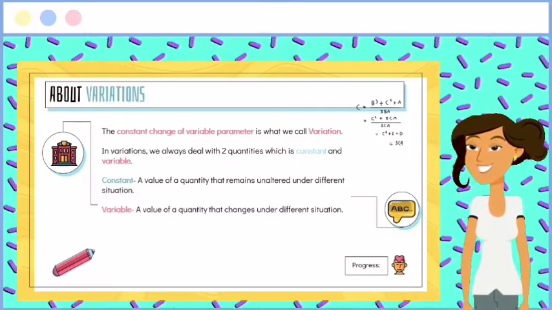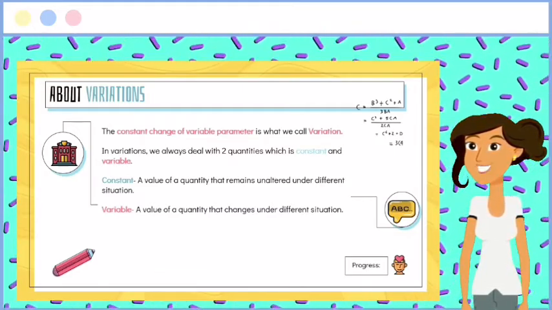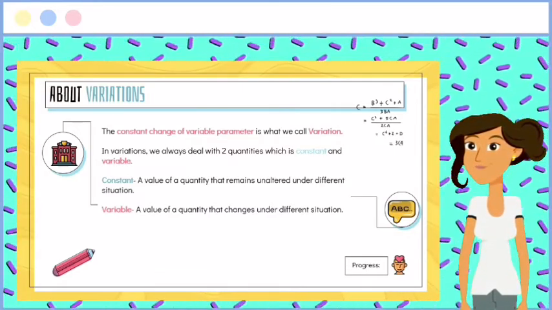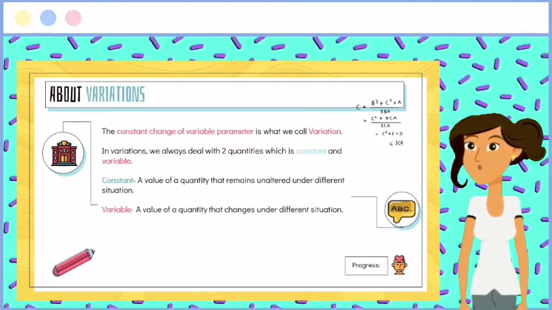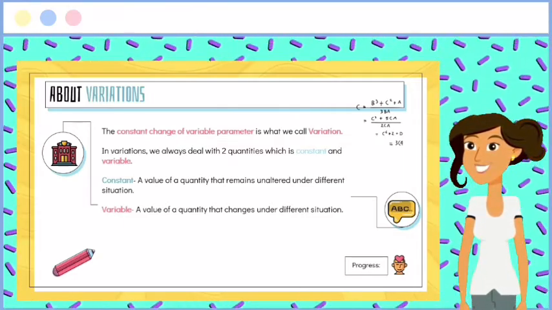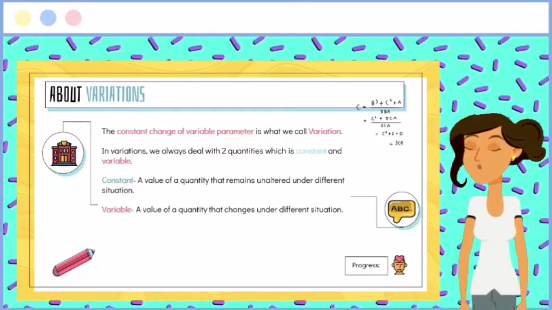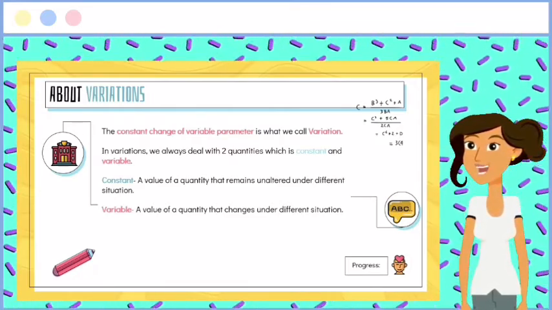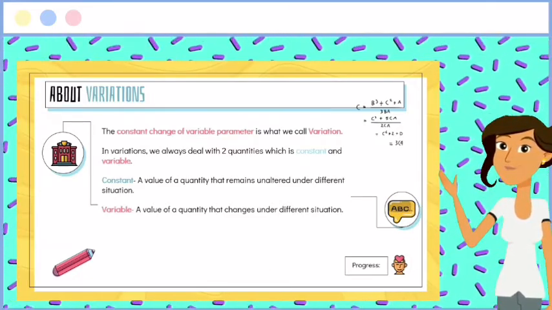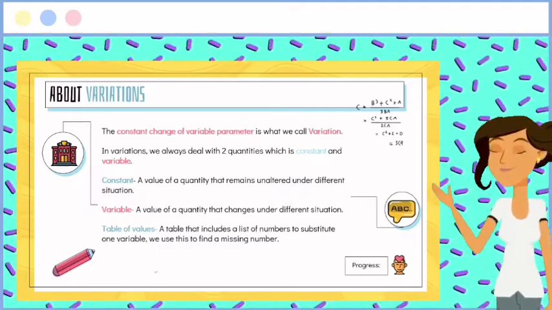While table of values is a table that includes a list of numbers. To substitute one variable, we use this to find a missing number. While graph is a pictorial representation used to represent a relationship between two things.